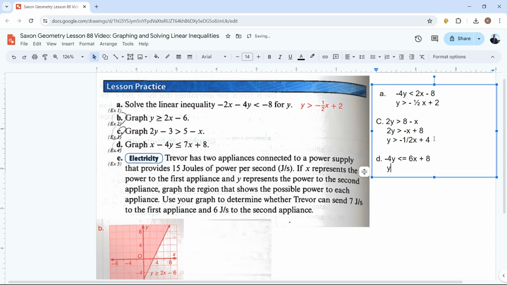But remember, when I divide by a negative, it flips the inequality sign. If I divide or multiply both sides by a negative, the inequality sign flips. So this is not going to be less than or equal to, it's going to be greater than or equal to. And then I need to divide by negative 4.